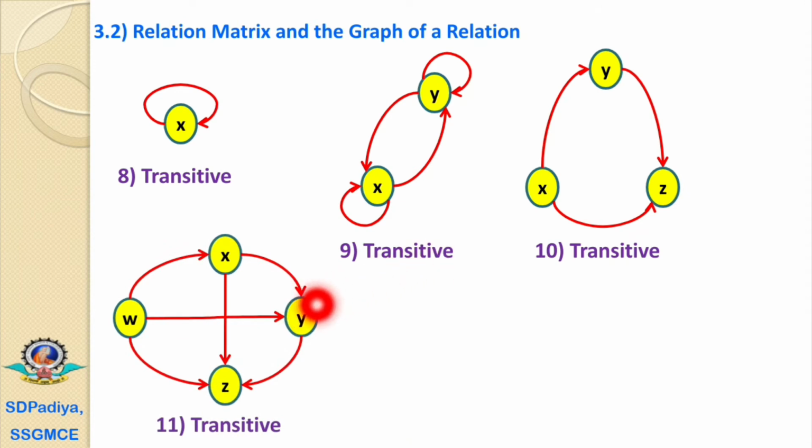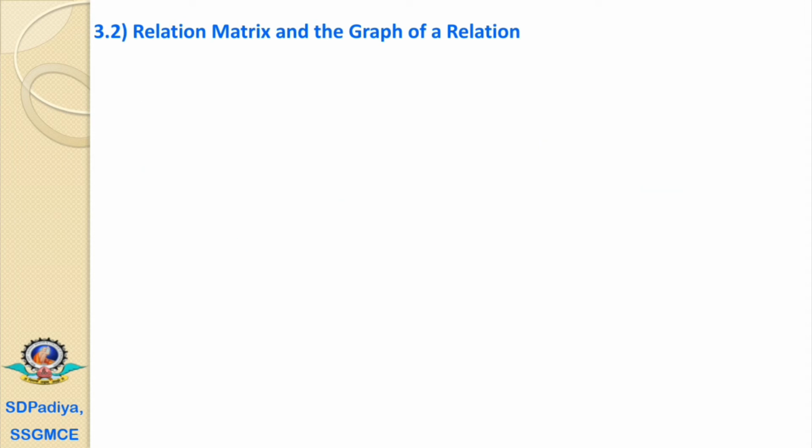In the next, we have the four nodes x, y, z, w. Then the w has a relation to x, x has a relation to y, then y has a relation to z. If we look at this graph, then it is a case for the transitive. We'll discuss that x has a relation to y, y has a relation to z, then x has a direct relation to z. The next, the w has a relation to x and x has a relation to y, then w also has a direct relation to y. That's why it is transitive.